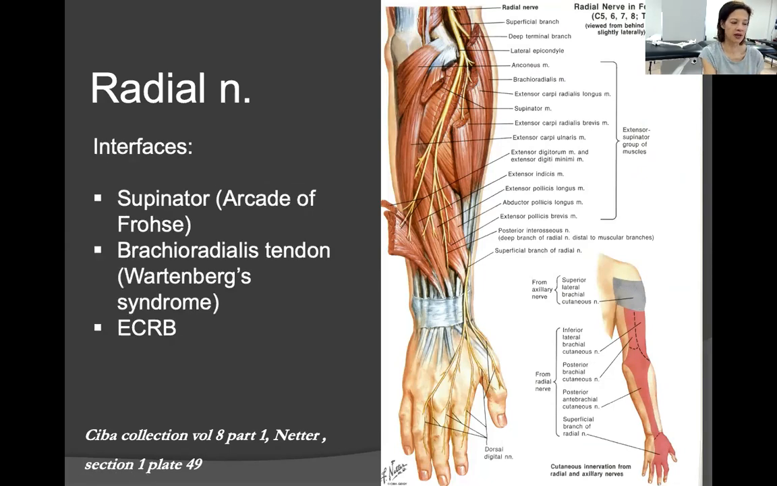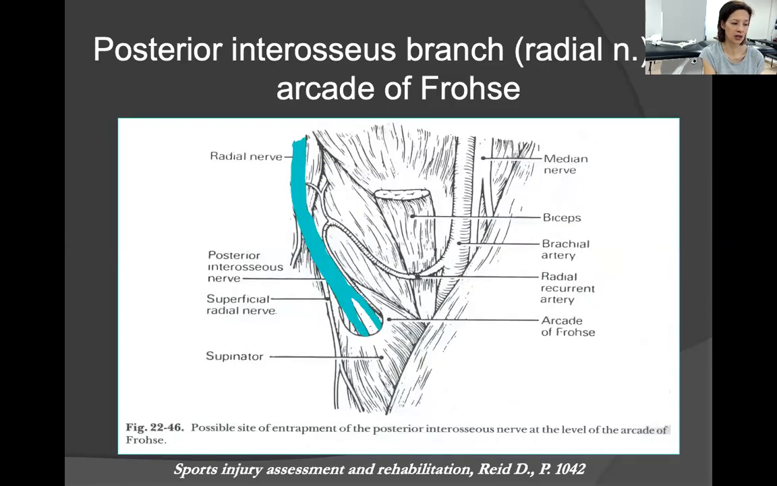So think of the interfaces. You have the supinator, the arcade of Frohse, the brachioradialis tendon as well, and that is called Wartenberg syndrome, and then it's also under the extensor carpi radialis brevis. And here's an example through the supinator.